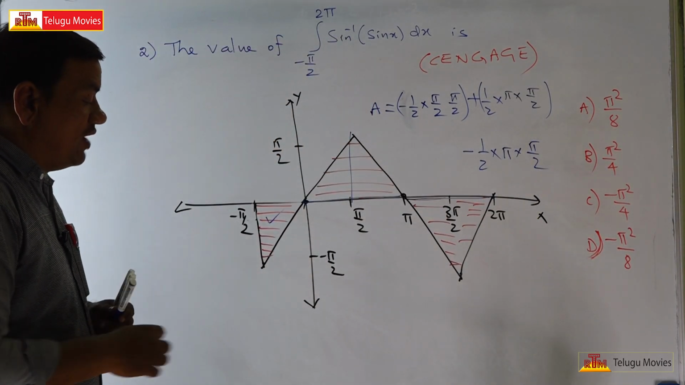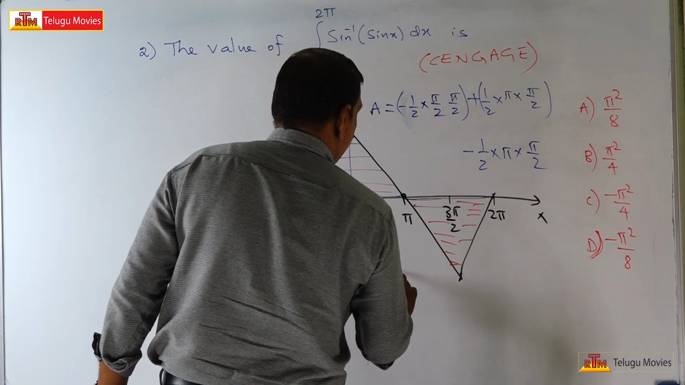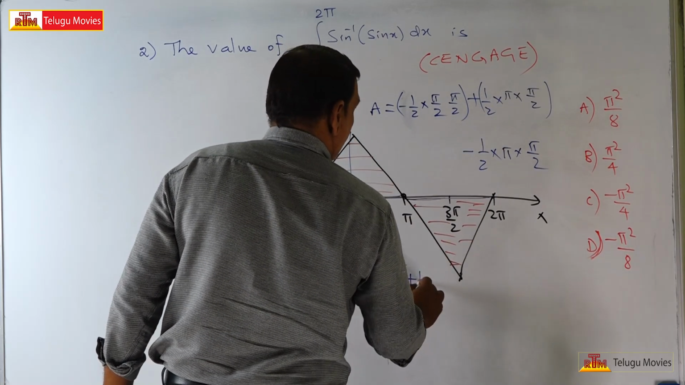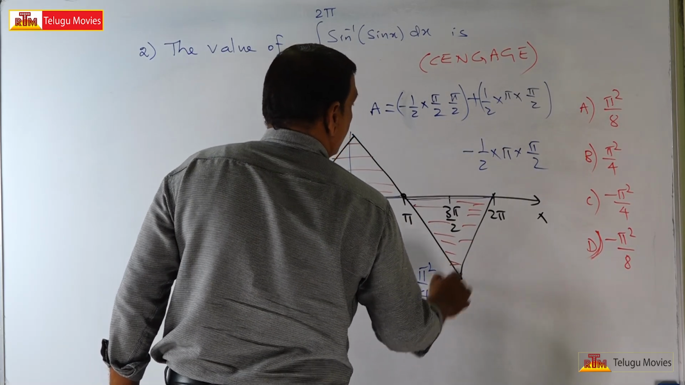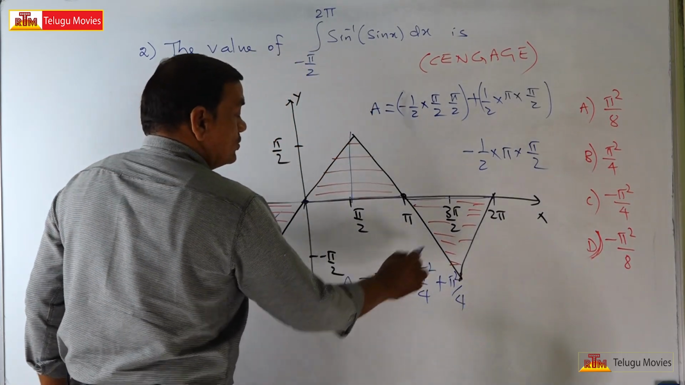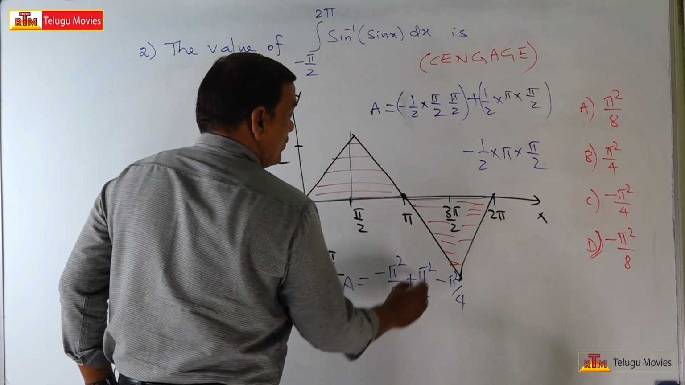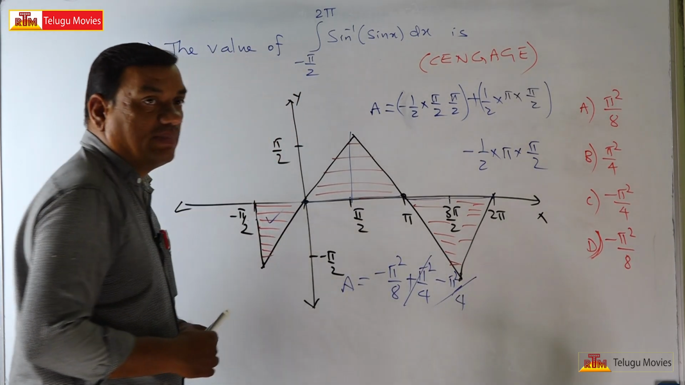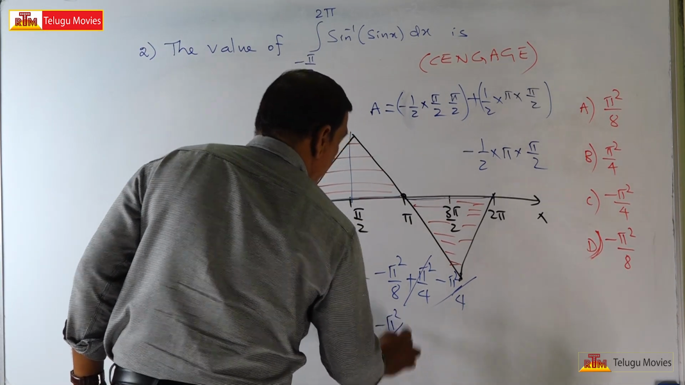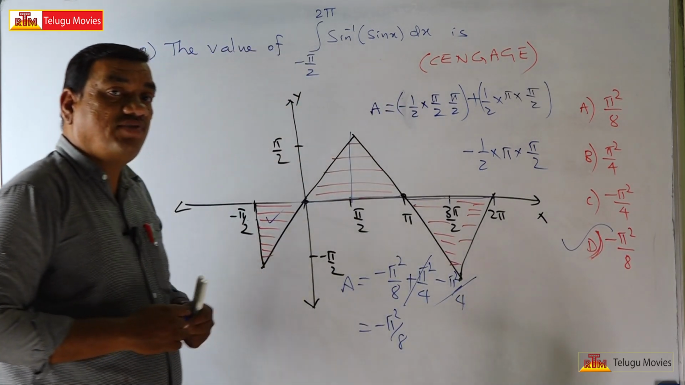So if you observe, calculate this. This is equal to how much? Minus pi square by 8, plus this is equal to pi square by 4, plus this is equal to, sorry, minus pi square by 4. So plus pi square by 4 minus pi square by 4 will get cancelled. So you will get minus pi square by 8. Therefore minus pi square by 8 is the final answer.